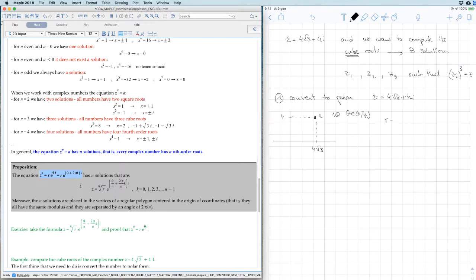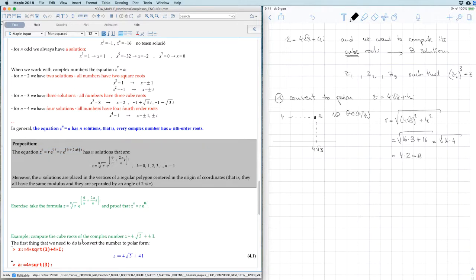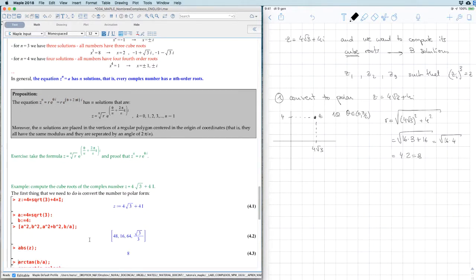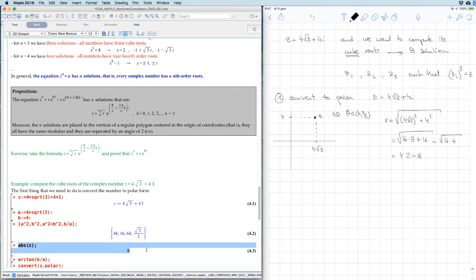So now let's compute the modulus, which is the square root of (4 square root of 3) to the power 2 plus 4 squared, which is the square root of 16 times 3 plus 16. Okay, this is equal to the square root of 16 times 4, which is 4 times 2, which is 8. Okay, we can check it here. So we define the number, and with the abs command, we can see that indeed the modulus is 8.